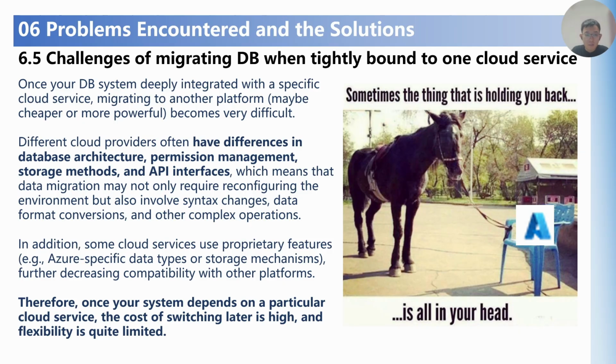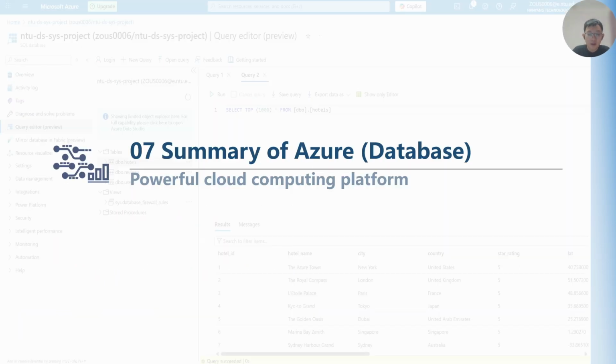Finally, I have to say the most severe challenge for us is migrating the DB when tightly bound to one cloud service. We can see that different cloud providers often have differences in database architecture, like Azure SQL, permission management, storage methods, and API interfaces. Therefore, once your system depends on a particular cloud service, the cost of switching later is high and flexibility is quite limited. And finally, let's give a final summary of Azure Database.